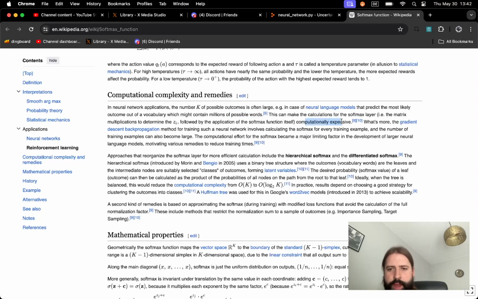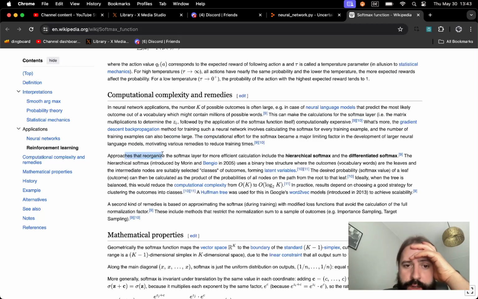Okay, but that's not what I meant. I don't care about how complex it is to compute. It's more the gradient descent method. It was calculating the softmax for every training example, and the number of training examples can also be large. Okay, that's not what I wanted to do.